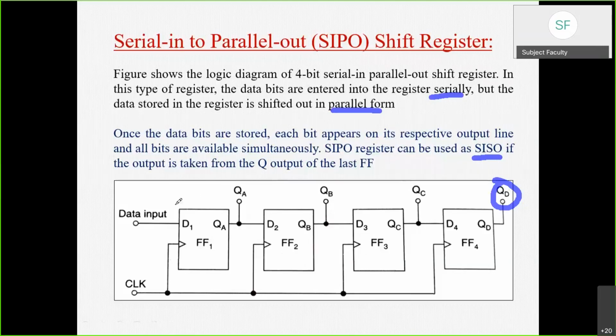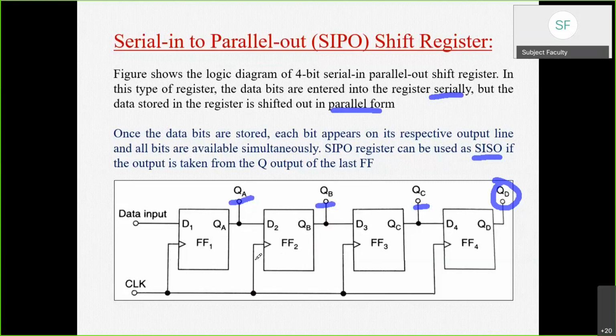Again, the diagrams for both SISO and SIPO are the same. The only difference is, if you are collecting your output serially, that is the output of the last flip-flop is the output of your shift register, then this register becomes serial in, serial out. And if you are collecting it parallelly, that means you are collecting all the outputs of the flip-flops simultaneously, then it is called serial in, parallel out. Internal working will be the same.